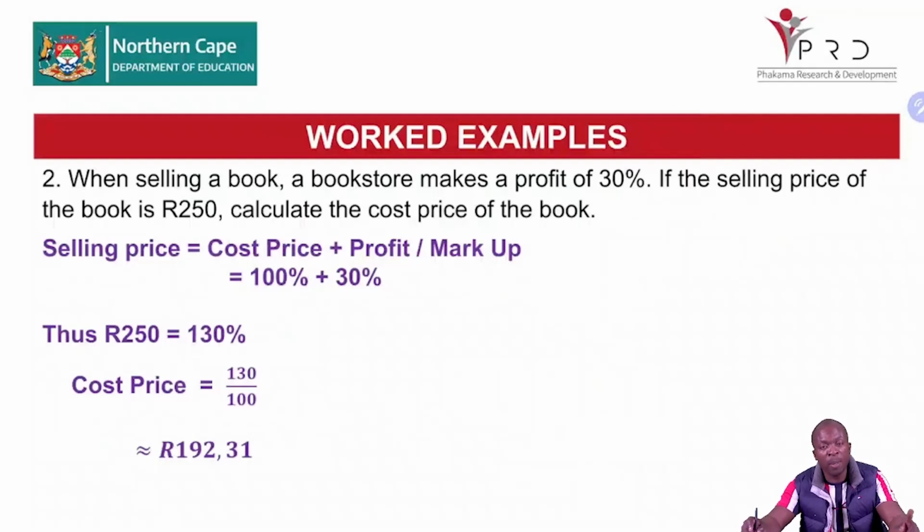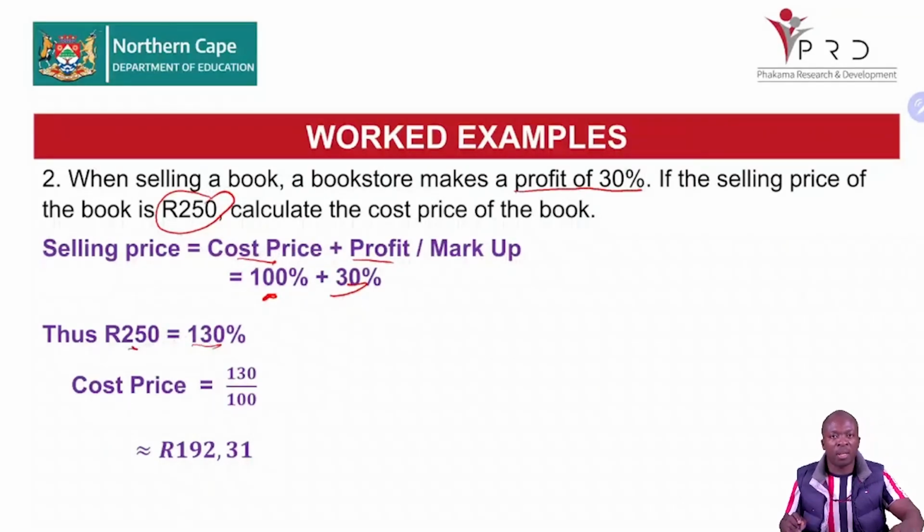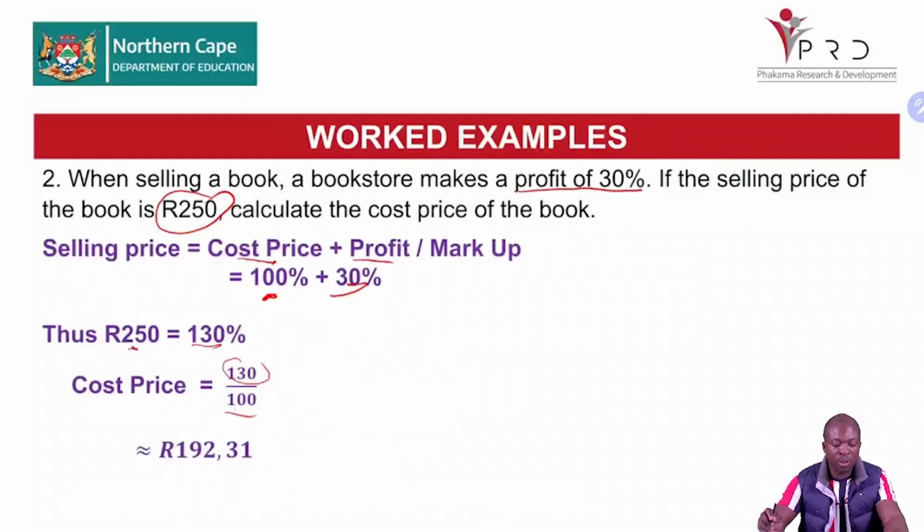When selling, a bookstore makes a profit of 30%. If the selling price of the book is 250 Rand, what is the cost price of the book? Remember, the selling price is made up of the cost price plus the profit or the markup. So the cost price, remember I told you, is 100%. The profit is what? 30%. So it means 250 is made up of 130%. So what is the cost price then? We're going to take 130 divided by 100, that's 1.3. So we are now going to say 250 divided by 1.3, and that should give us 192 Rand 31 cent.